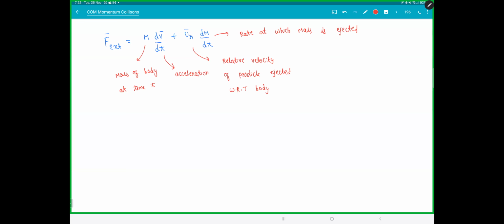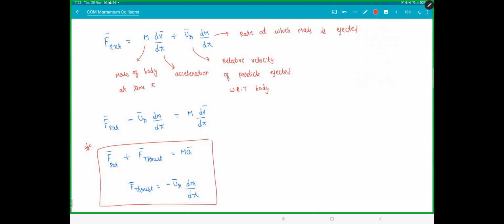Now, if you want to make this like F equals ma, we can bring the term to this side. So we get F external minus u relative dm by dt is equal to m into dv by dt. Whenever you have a system like this, you can write F external plus F thrust is equal to mass into acceleration, where F thrust is minus u relative, so it will be opposite to the direction in which the gas is being thrown out. This is your final form.